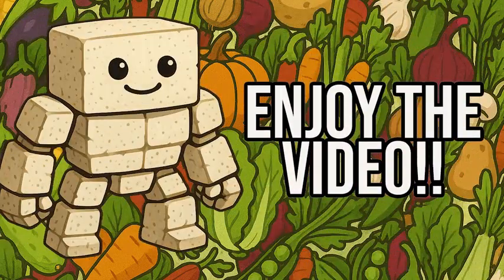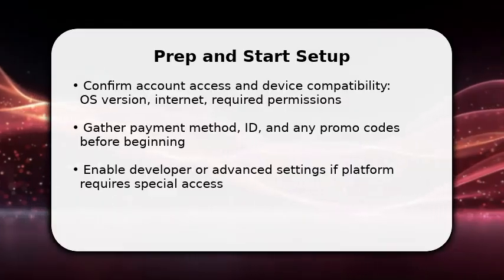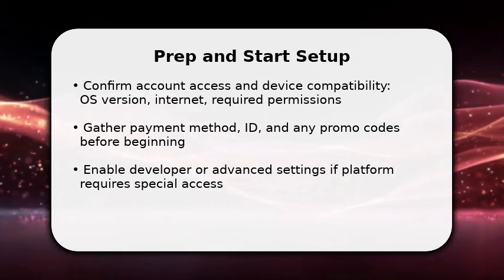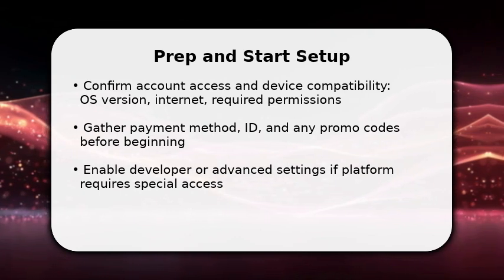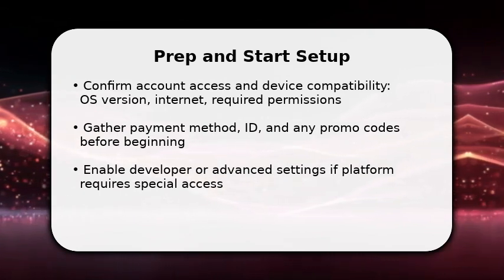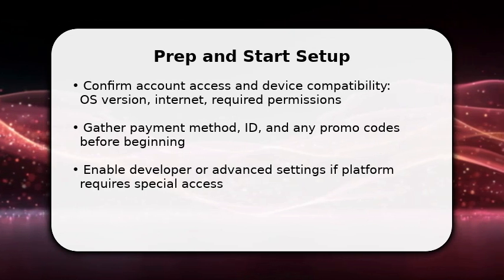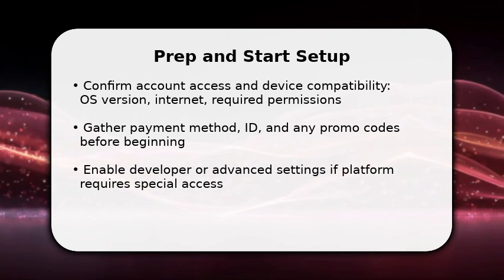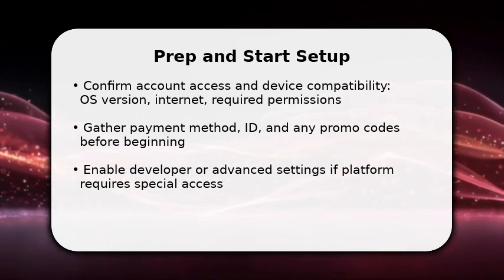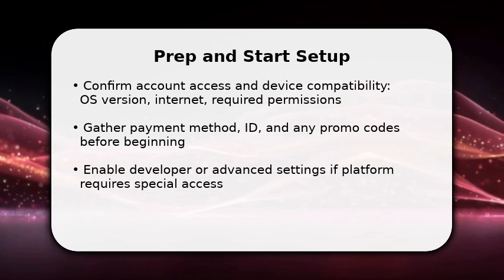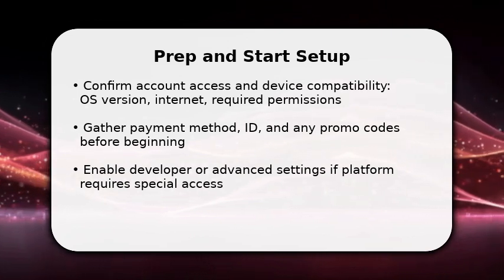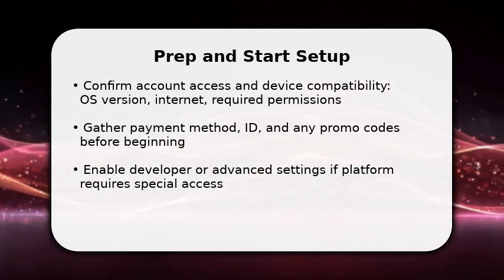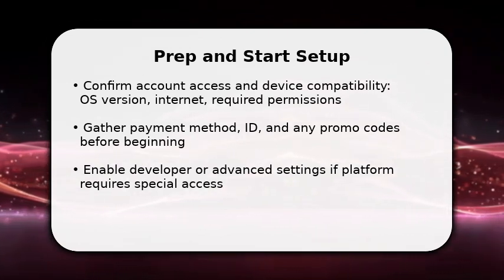Please enjoy the video. You begin by preparing what the system needs and starting the setup now. First, confirm your account and device meet the platform requirements so the Shield can attach cleanly. Once done, gather a payment method, any required ID, and promo codes so you won't be interrupted during checkout. Make sure to enable any device or app permissions the service requests. That prevents failures later. This lets you move immediately into configuration without stopping for missing items.